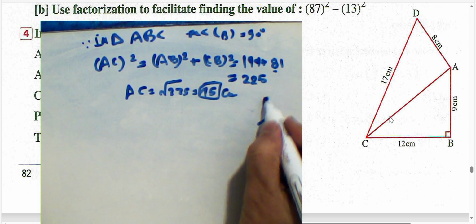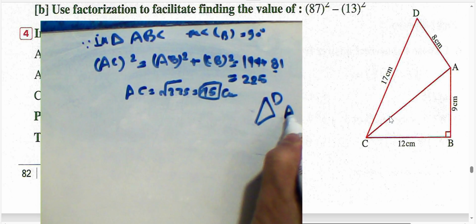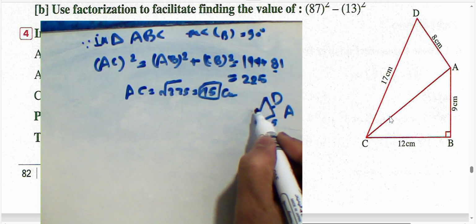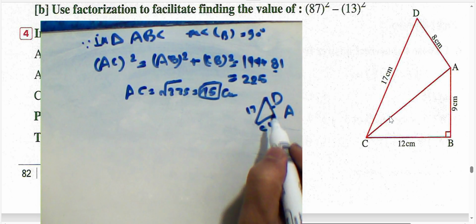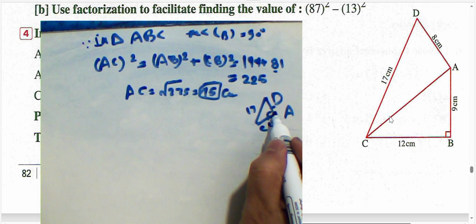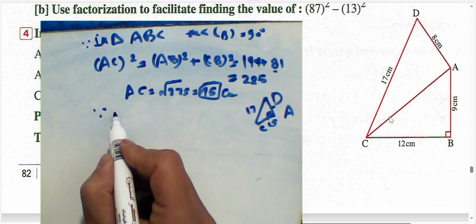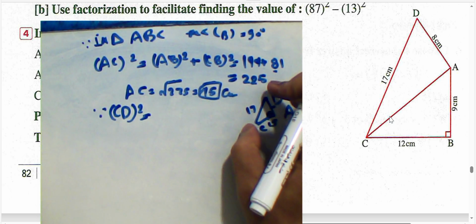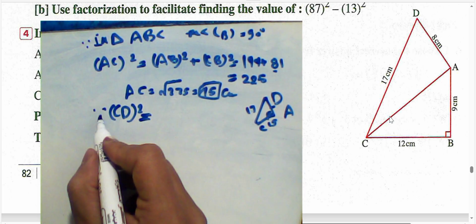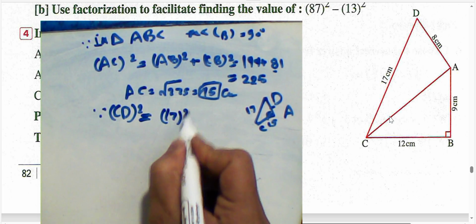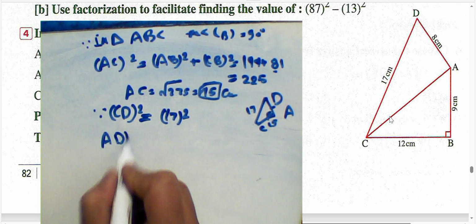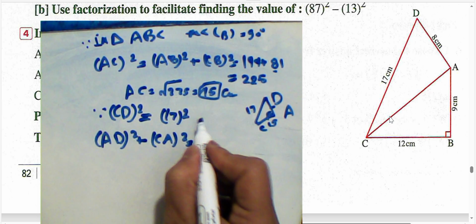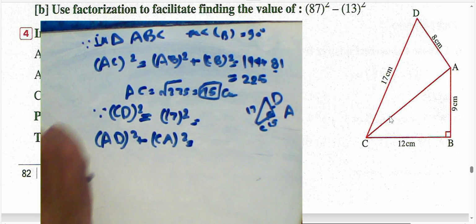Next, in the other triangle we have DAC. The side lengths are 8, 15 and 17. We want to prove that the measure of this angle is 90 degrees. How? We can write that CD power 2, the hypotenuse, the longest side, power 2, is equivalent to 17 power 2, and also AD power 2 plus CA power 2 should equal 17 power 2. You can find the answer here.